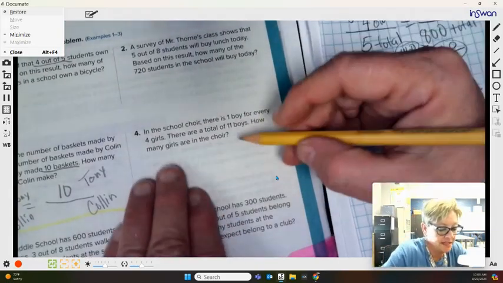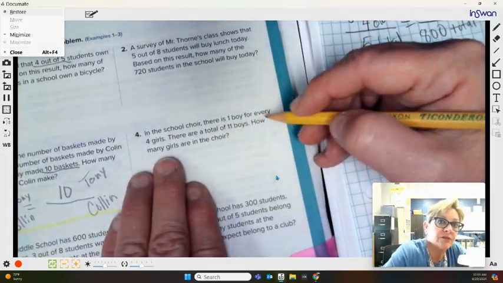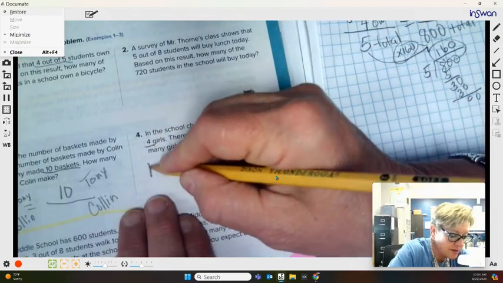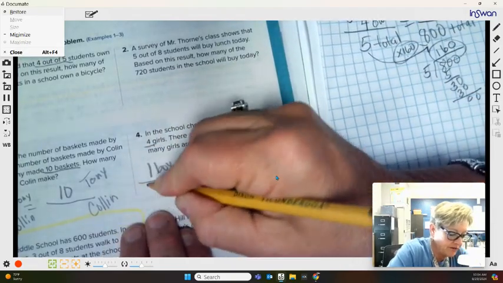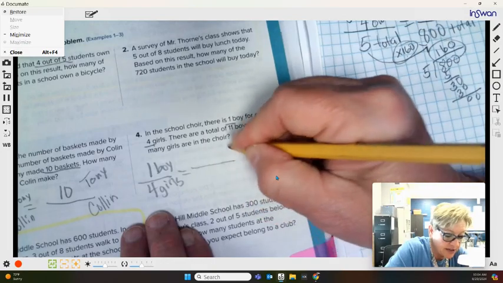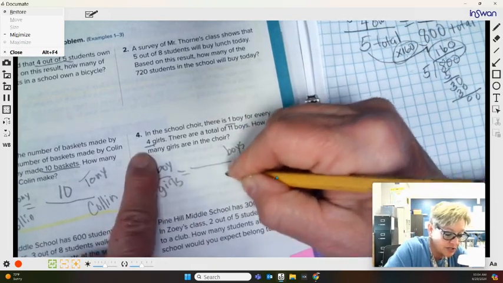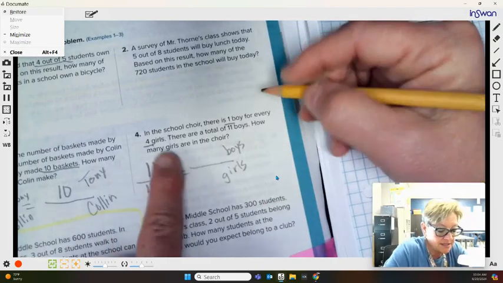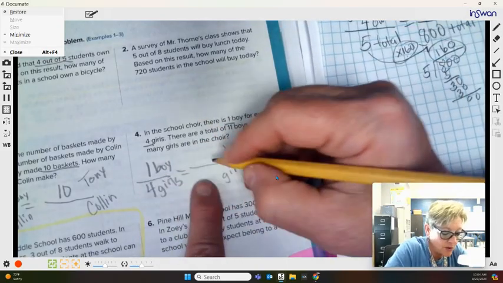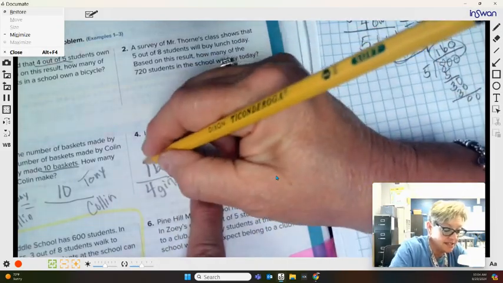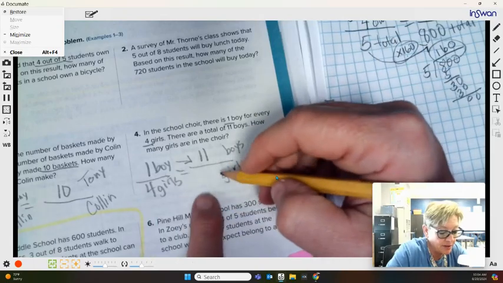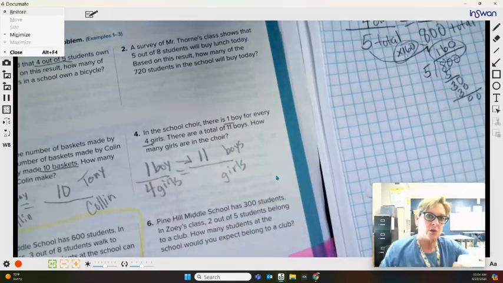Number 4, it says in the school choir, there is 1 boy for every 4 girls. So the things we're comparing are boys to girls. 1 boy for every 4 girls. And when we come over here to set it up, you have to have boys, same order, to girls. It says there are a total of 11 boys. How many girls are in the choir? So we're going from 1 boy to 11 boys. You see how 1 is connected to 11. And you're going to use the same multiplier on the bottom to get the number of girls in the choir.